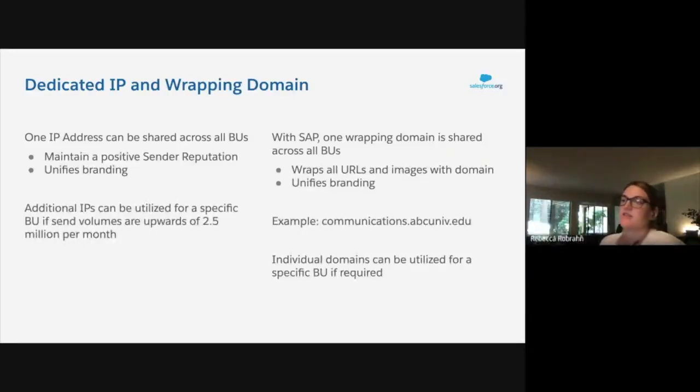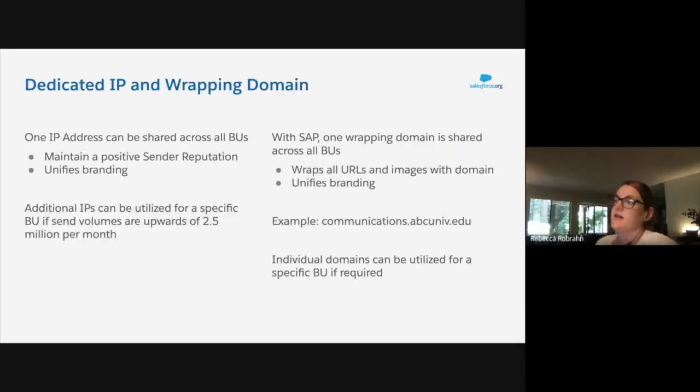So the first consideration we have is when we think about a dedicated IP and wrapping domain. Typically, in a Marketing Cloud instance, you have one IP address that can be shared across all business units. Depending on, of course, the send volume and the types of sends that you do, this does help maintain a positive sender reputation. If there are certain units that have smaller send quantities, this definitely helps with that. It also helps unify the brand. But of course, additional IPs can be utilized for specific business units if the volume that they are sending is significantly higher, so upwards of 2.5 million per month. So when thinking about different business units, you'll definitely want to take into consideration if you need just the one IP address or if you need additional ones.